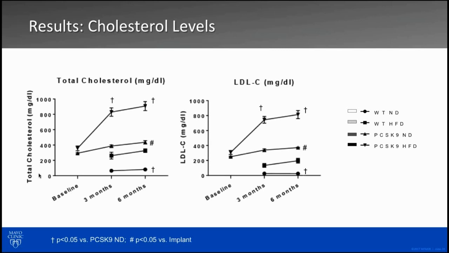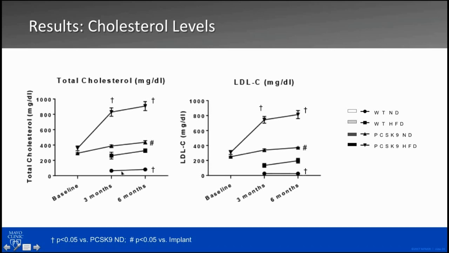So as you can see here, the total cholesterol and the LDL values that were calculated from the lipid panels at baseline, 3 months and 6 months. On the left is the total cholesterol, and it's well known that LDL calculated values are going to be directly related to the total cholesterol. We did see some nice significant differences, which was expected, between our animal groups, especially at the 6-month time point. The PCSK9 high fat diet animals were greatly elevated in both total cholesterol and LDL cholesterol when compared to all the other three groups. And in addition, the values were greatly increased over baseline.